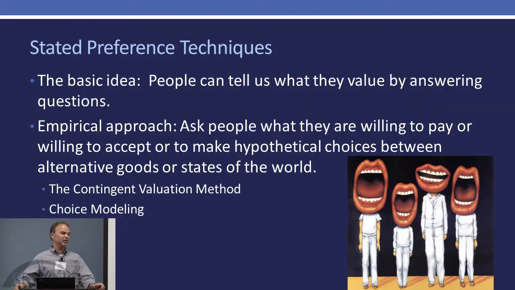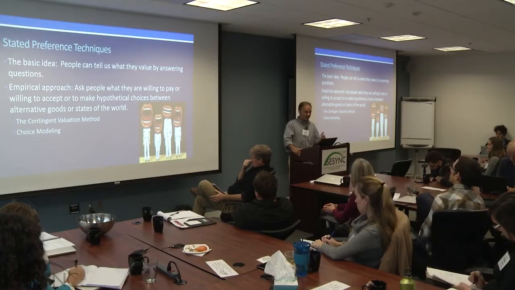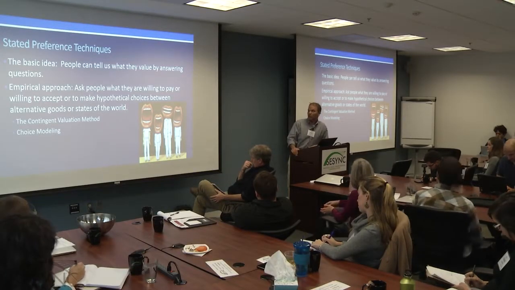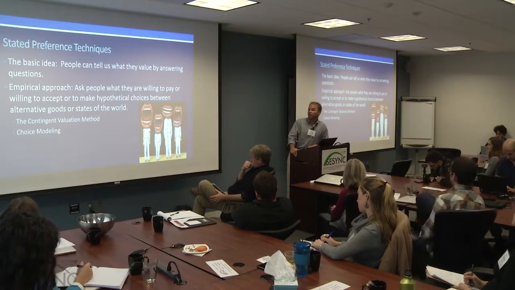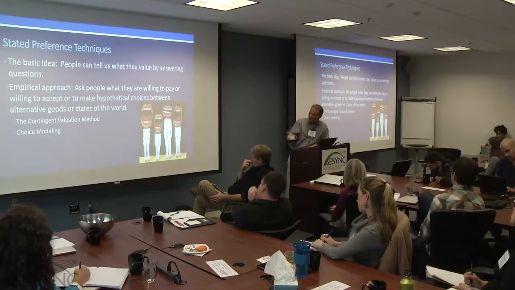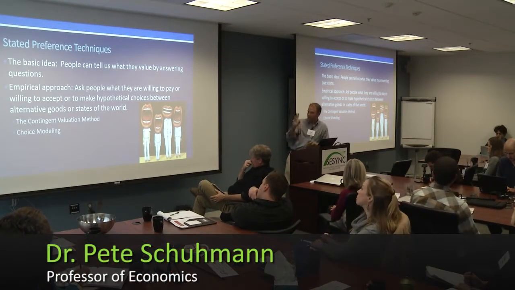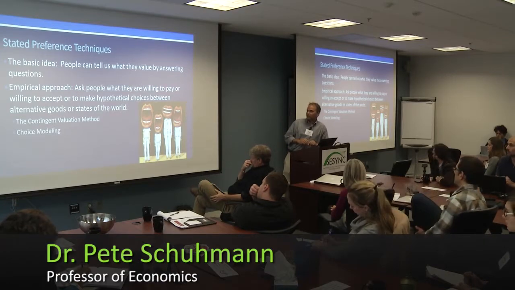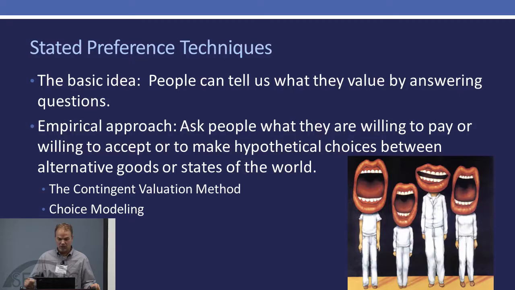So, stated preference techniques. The basic idea is that people can tell us what they think. People can tell us what they value. There are a variety of ways of getting people to tell us what they value, what their preferences are. We can ask them what their willingness to pay is, or ask them what they're willing to accept. Or we can ask them to make hypothetical choices between alternative goods or alternative states of the world. Two tools in the stated preference technique category are the contingent valuation method and choice modeling.